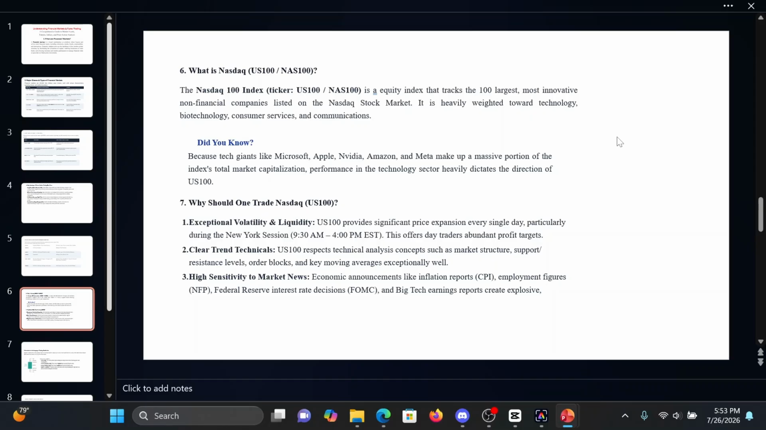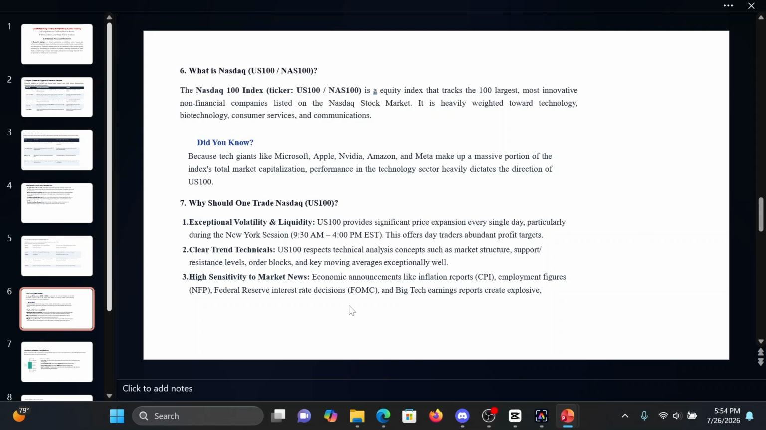So this is a hint. Did you know that because tech giants like Microsoft, Apple, Nvidia, Amazon, and Meta make up a massive portion of the index's total market capitalization, performance in the technology sector heavily dictates the direction of US 100? The movement of the market is majorly determined by the performance of the technology sector. So if the technology sector is doing well, then NASDAQ will do well.